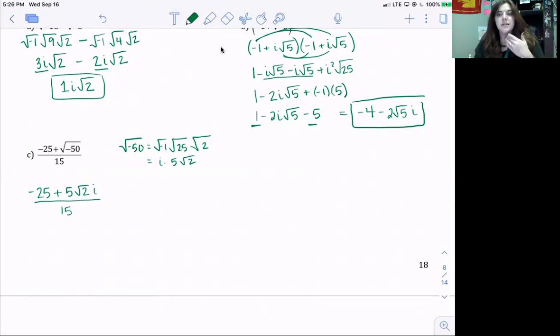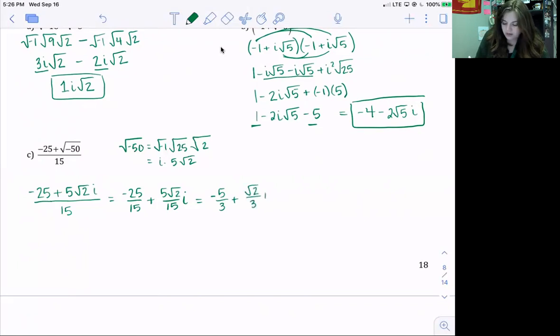And then if we want to write this in standard form, we're going to break it apart. So we have negative 25 over 15 plus 5 square root of 2 over 15i. But this is where we need to make sure we reduce our fractions. Negative 25 over 15, those numbers are both divisible by 5. So we have negative 5/3 plus 5 over 15 is again divisible by 5. So the square root of 2 over 3i. And there's your simplified form.